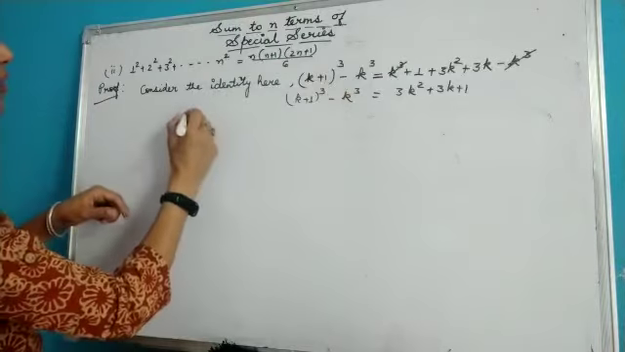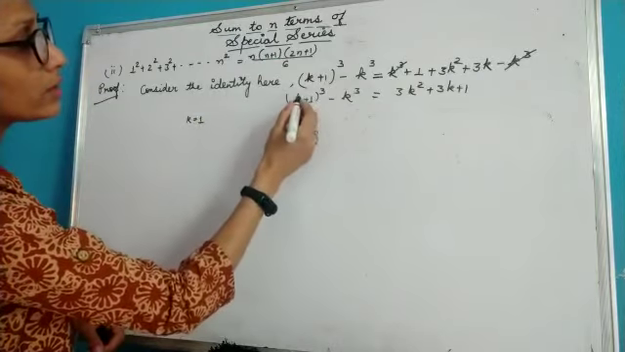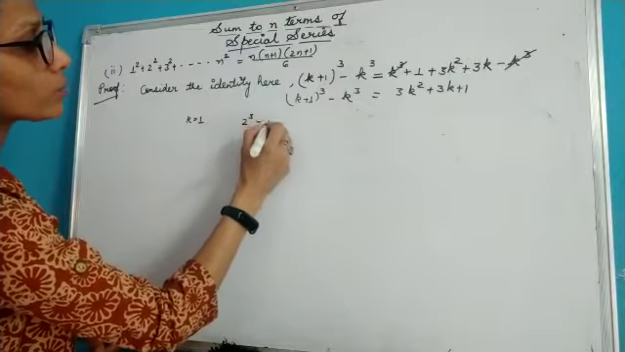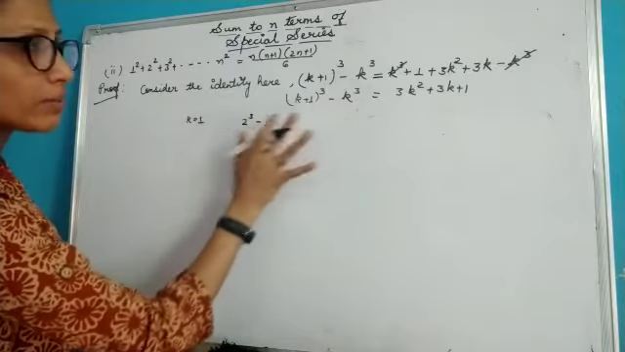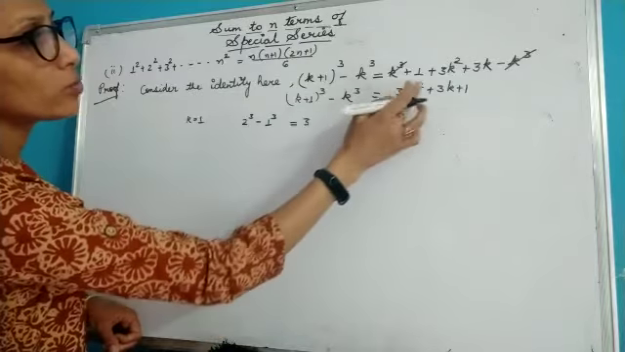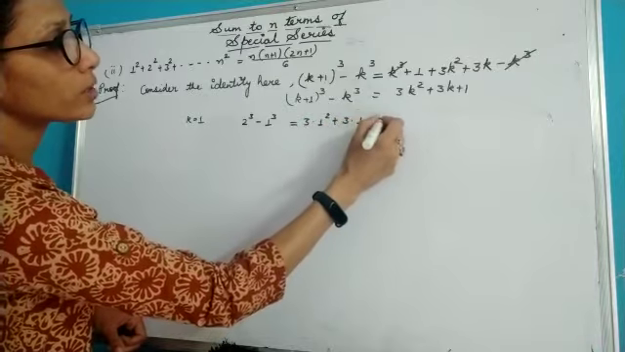So let's see, when I put k equal to 1, then what will I get here? This will be 1 plus 1, 2 cube, this is 2 cube minus 1 cube. I'll not be solving it, I'll be writing it like this only. Equal to 3 into 1 square plus 3 into 1 plus 1.